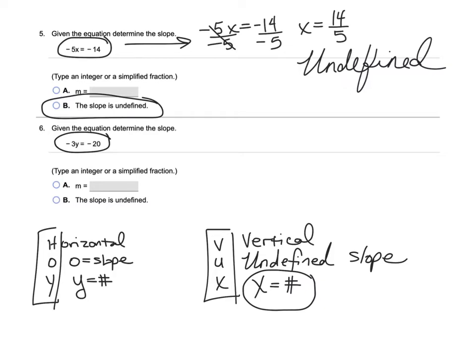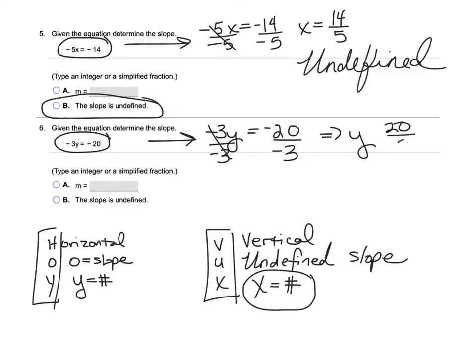Likewise, let's look at number 6. We have the line -3. There's only a y. If I were to solve that in terms of y equals, you really don't have to do this because all they're asking for is the slope. But if I did, that would give me y equals 20/3. But it's in the form y equals, which is over here. That means it's a horizontal line, and all horizontal lines have a slope of 0.